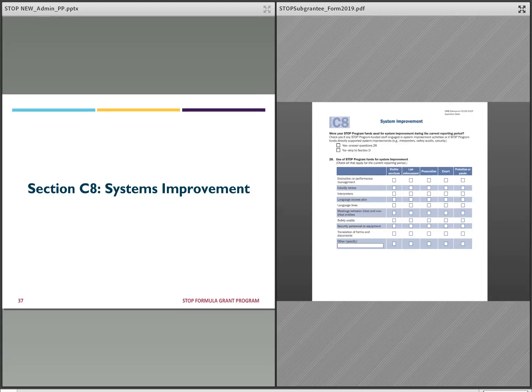In Section C8, System Improvement, subgrantees should indicate if STOP program funds were used for system improvement during the current reporting period, and they can check all that apply.